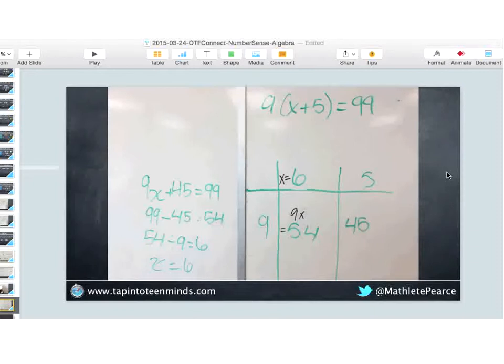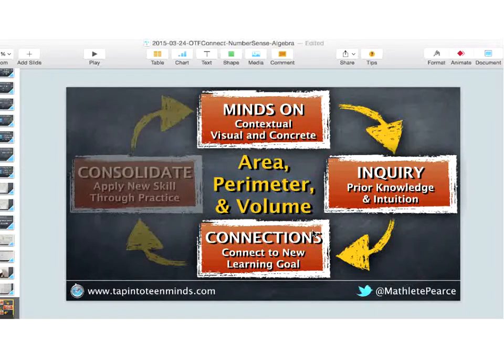So again, another solution, pretty standard. You'll see here I was trying to make sure that they don't lose the concept. This black writing is mine, making sure they don't lose the concept that this 54 is 9x. So that brings us through our inquiry, what we're trying to get them to think throughout the lesson.